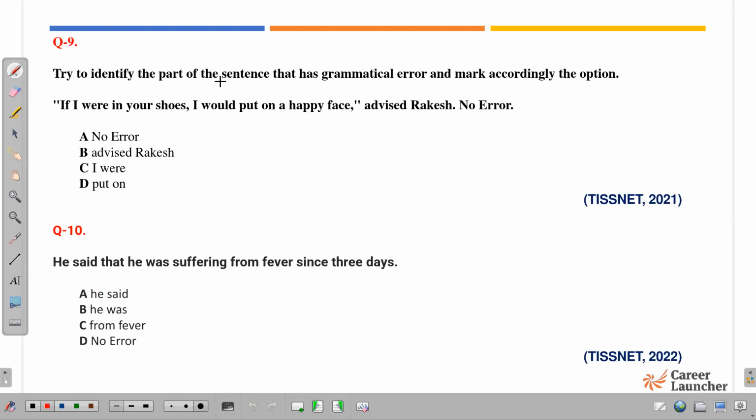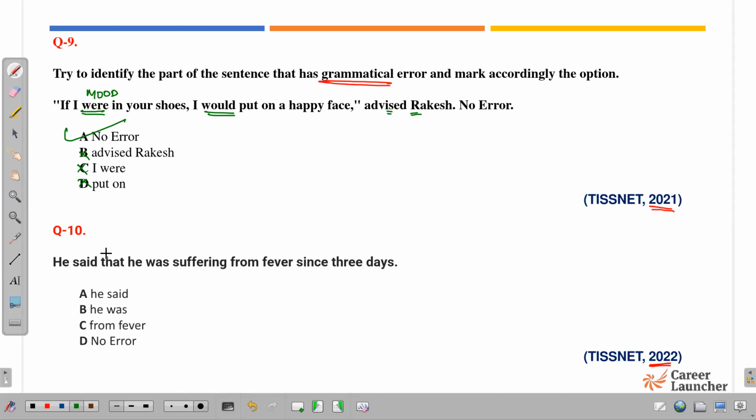Now try to identify the sentence which has grammatical error. These are all 2022 and 2022 TestNet questions. Which part has error? This is the subjunctive mood. So if I were in your shoes, I would not put a happy face. So no error. Okay, which part has error? Advised Rakesh, no. R should be capital, so perfect. Advice, is the spelling also correct?